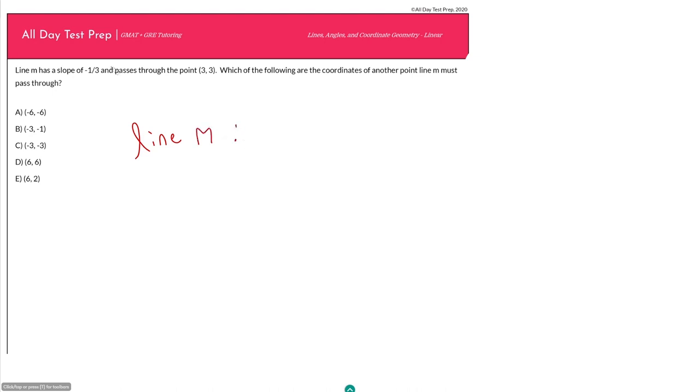What are we given? We are given our slope, so we can say line M is y equals negative 1/3 x plus b, but we are not given our y-intercept. So can we get it? We should be able to. How are we going to do that?